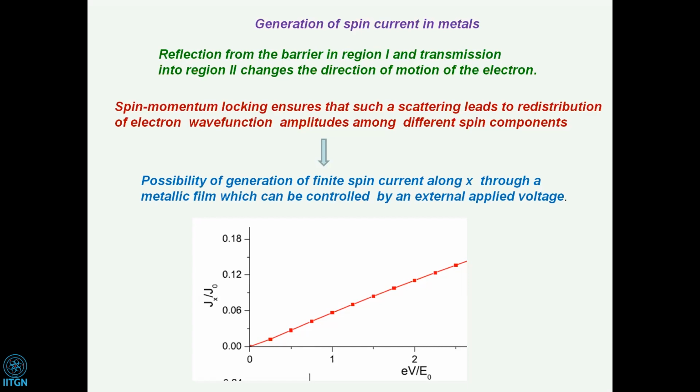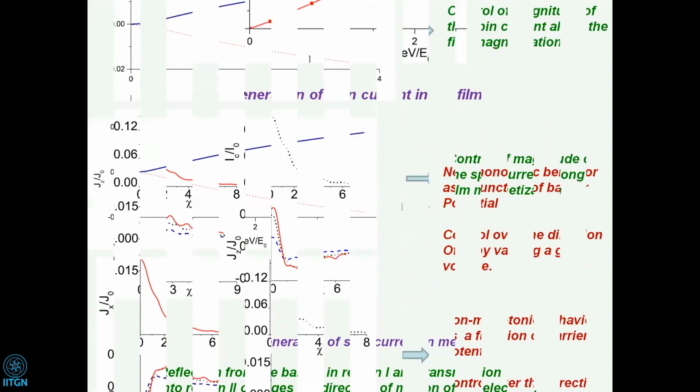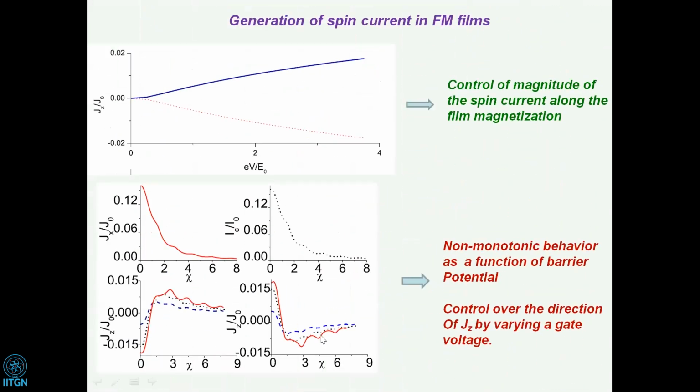Okay, so I think I'm going to stop here and at this point take questions. Okay, I'm just going to put this slide up where we show that we can have this Jx or J0 as a function of the barrier voltage if you put in some barrier, but I'm not going to discuss this very much.